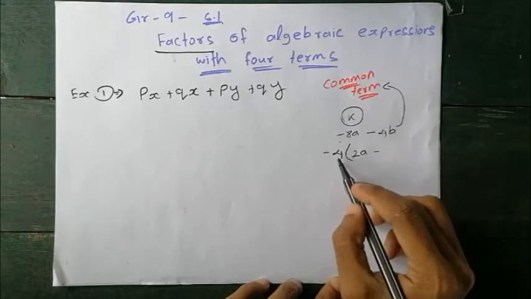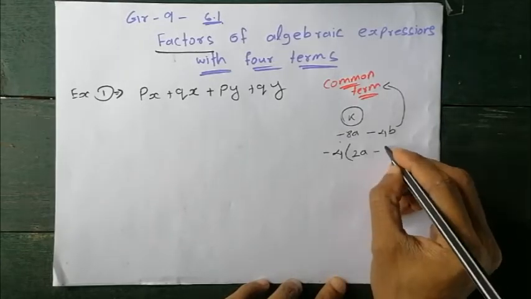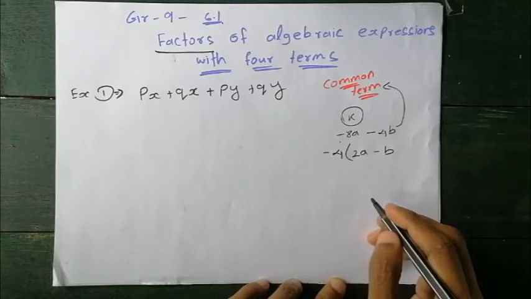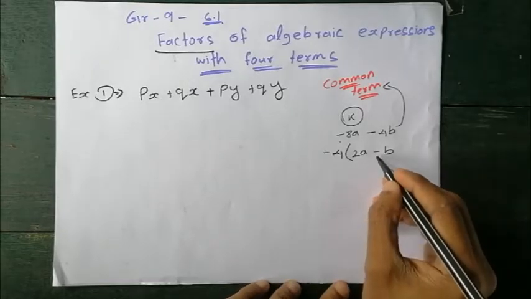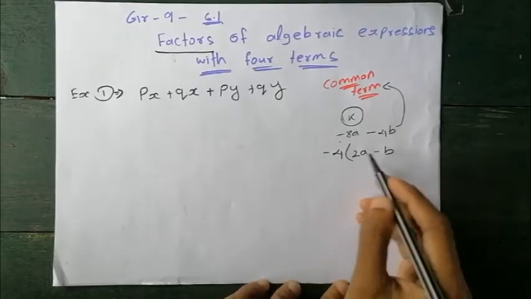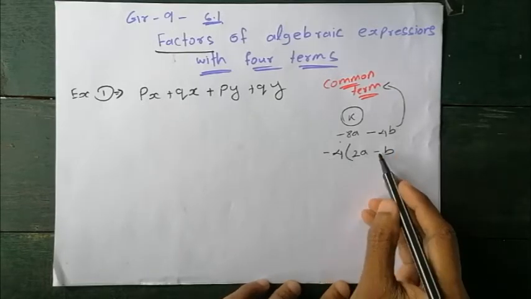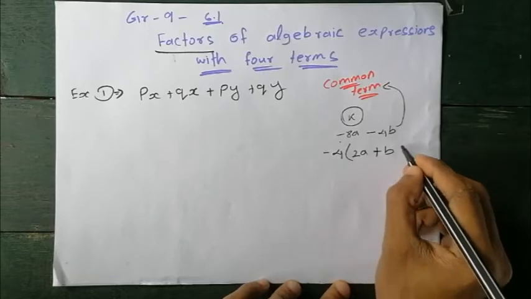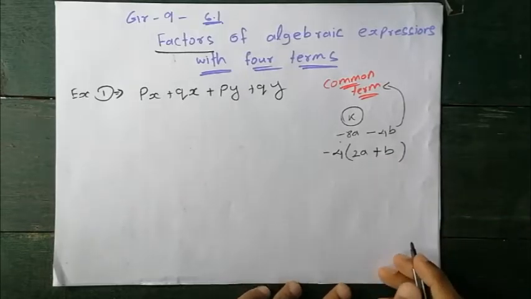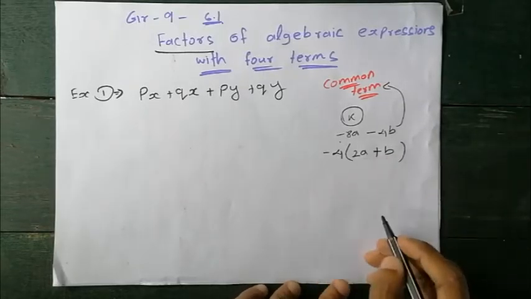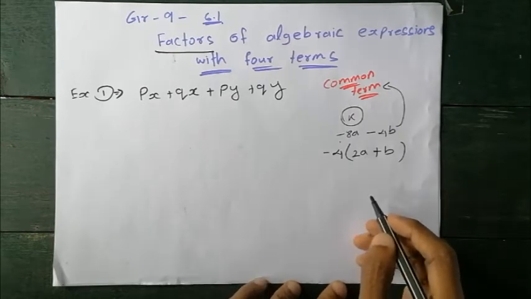Then minus 4b, we take it out. So the remaining is b. So what is b's sign? It's minus or plus. If you multiply it, it will give the result. Minus 4 into plus, it should be plus b. So the answer is minus 4 times the bracket 2a plus b. Okay. Go for the last one.